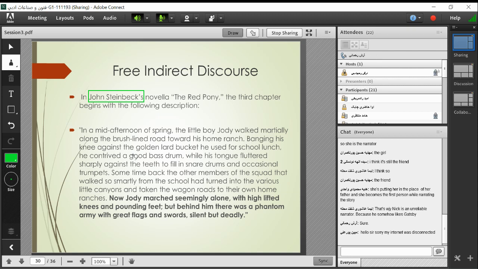In the mid-afternoon of spring, the little boy Jody walked martially along the brush-lined road toward his home ranch, banging his knee against the golden lard bucket he used for school lunch. He contrived a good bass drum, while his tongue fluttered sharply against the teeth to fill in snare drums and occasional trumpets. Some time back, the other members of the squad that walked so smartly from the school had turned into the various little canyons and taken the wagon roads to their own home ranches.